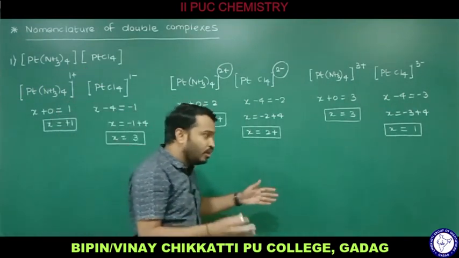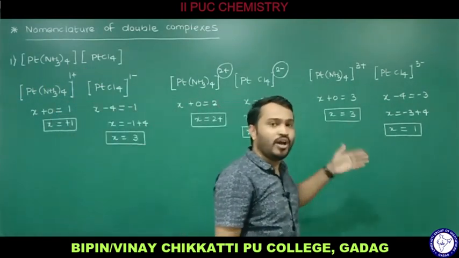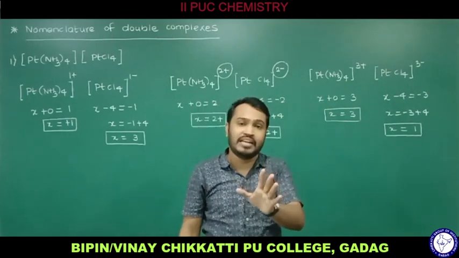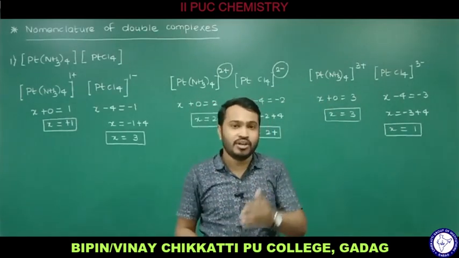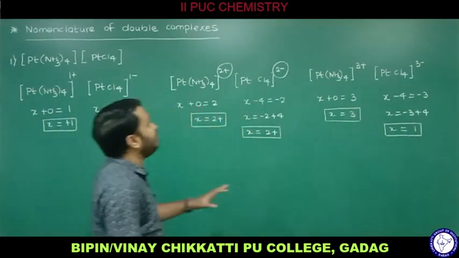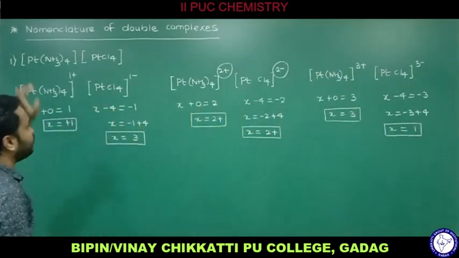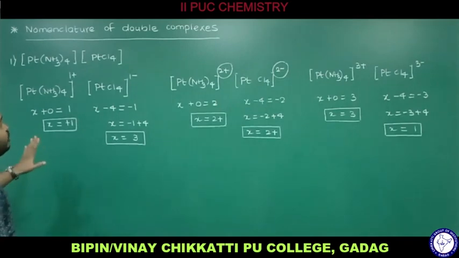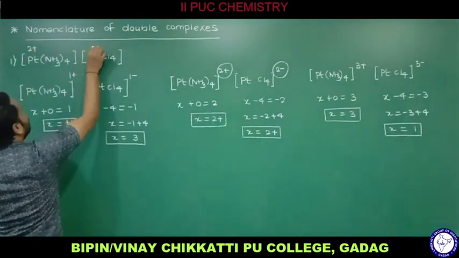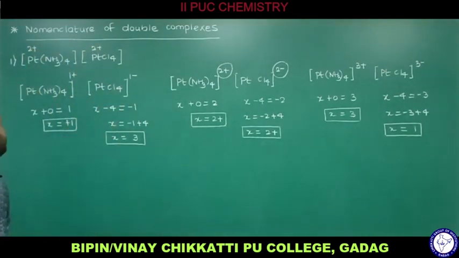So this is how, by randomly considering 1, 2, 3, and by knowing the oxidation state of the platinum or the respective central metal atom, we would guess by using hit and trial method what the oxidation state of the particular compound would be. So now I will write the name. Now we came to know the oxidation state is 2 plus here, and the oxidation state is 2 plus. Okay, so we'll write the name of that one.